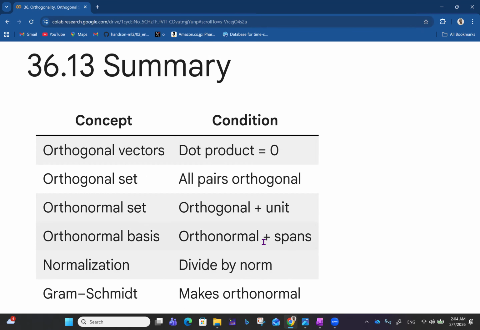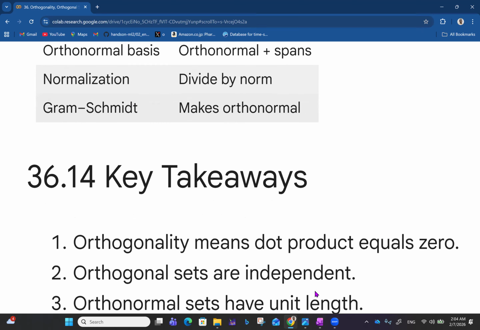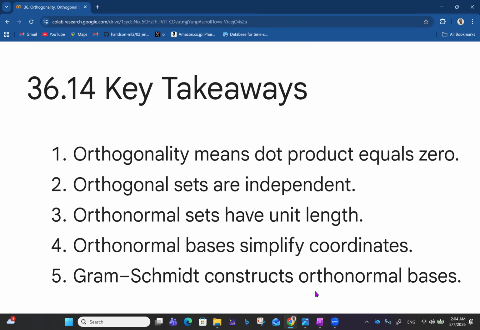That talks about orthonormality and span. All right. Then we have normalization. Normalization simply means you divide a vector by its norm, basically. And by doing that, you make it into a unit vector. Then you have the Gram-Schmidt process, which makes a set of vectors orthonormal. And interestingly, in the next video, we'll be focusing more on the Gram-Schmidt process, or the Gram-Schmidt algorithm, if you like, or Gram-Schmidt orthogonalization.